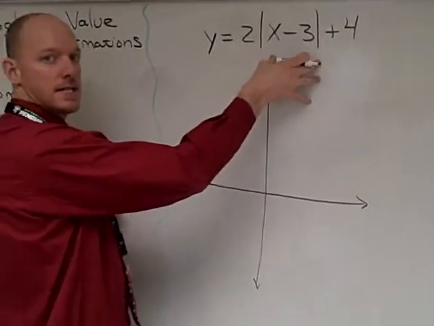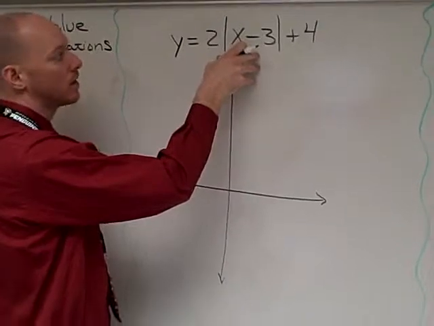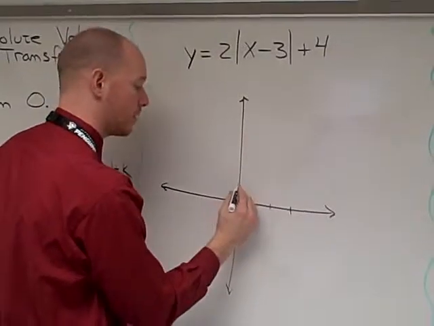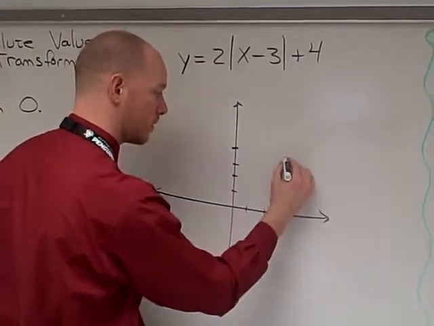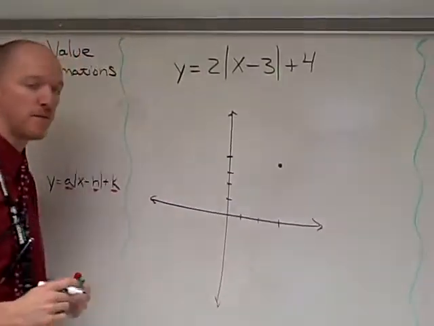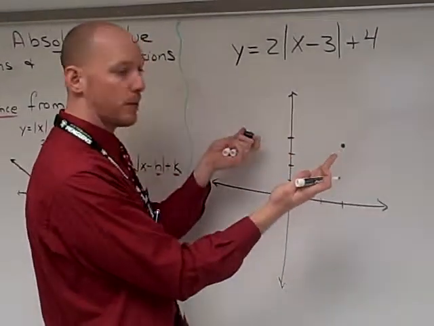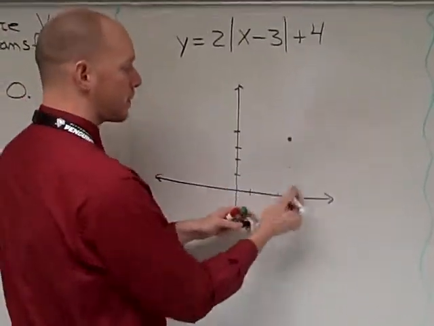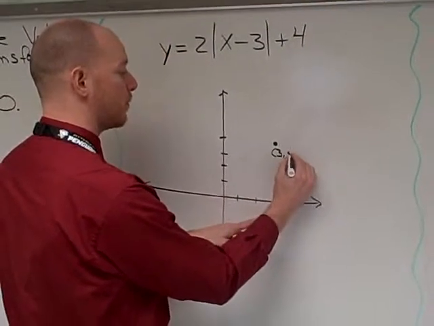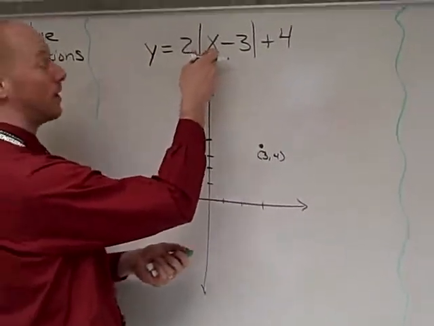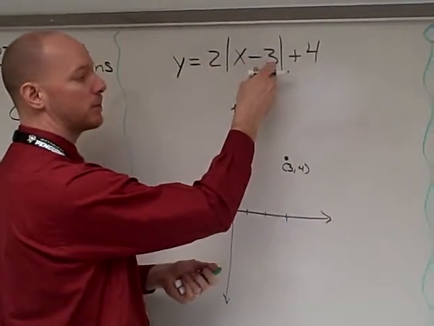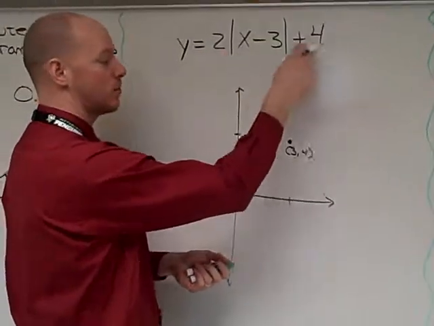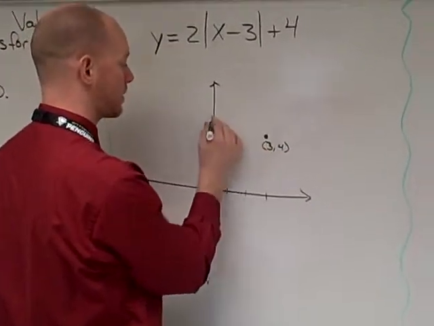So what this is going to tell me is my V is going to shift to the right 3 and up 4. Right there is going to be the vertex of my V. To find the other points, I'm going to do just like what I did before and take values on both sides of the vertex. So I know this point here is at 3, 4. So if I put a 2 into here, 2 minus 3 is negative 1. Absolute value of negative 1 is 1. 1 times 2 is 2. 2 plus 4 gives me a value of 6.